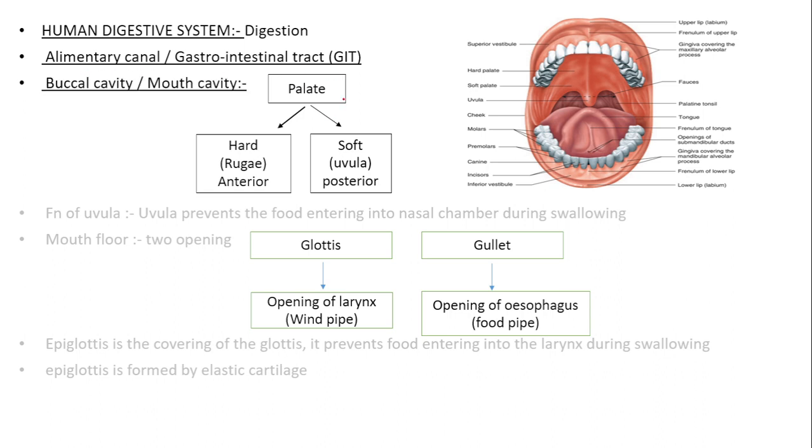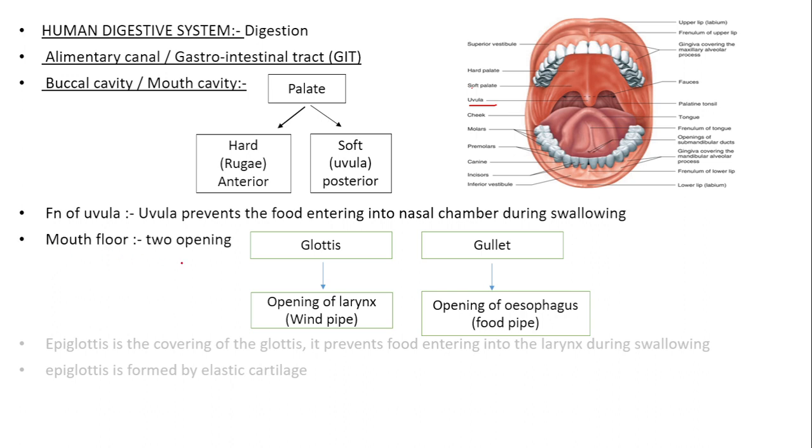In the buccal cavity, a part called the palate is present. Here you can see the palate, hard palate and soft palate. The hard palate, also known as rugae, is the anterior part, and the soft palate, known as uvula, is present in the posterior part. Here you can see the soft palate and uvula. The function of the uvula: it prevents food from entering the nasal chamber during swallowing.